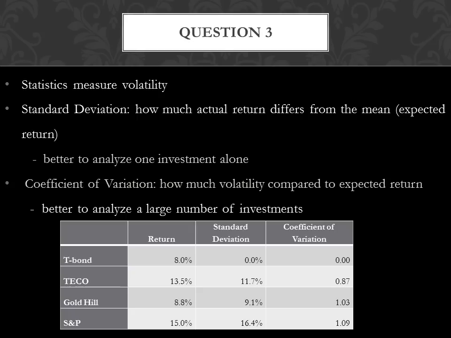The standard deviation and coefficient of variations were calculated for all four securities. The T-bond is a risk-free investment. Therefore, it has a constant return and no volatility. For TICO, the standard deviation was 11.7% and the coefficient of variation was 0.87. For Goldhill, the standard deviation was 9.1% and the coefficient of variation was 1.03. For the S&P, the standard deviation was 16.4% and the coefficient of variation was 1.09. Based on the standard deviation, the best risky investment will be Goldhill since it shows the least amount of risk. Based on the coefficient of variation, the best alternative would be TICO since it shows the smaller ratio of risk to return, having the most return compared to its risk.